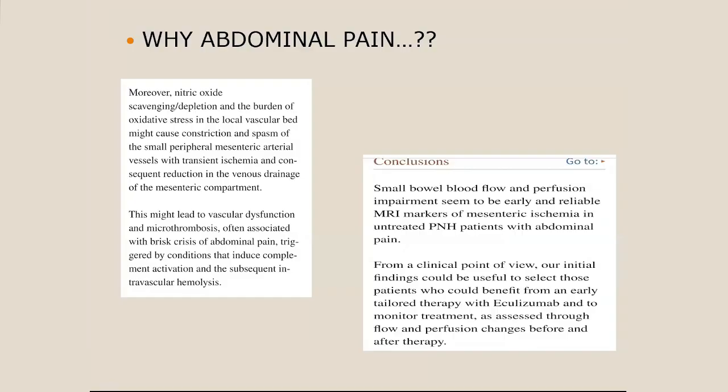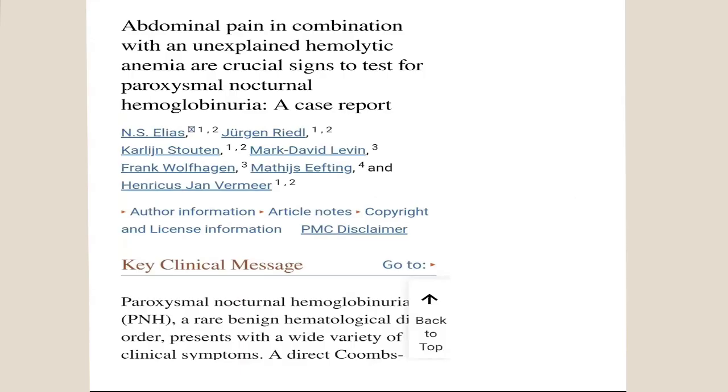So why abdominal pain actually? When there is increased hemolysis in these patients, the amount of free hemoglobin increases, and this free hemoglobin scavenges nitric oxide. When there is deficient nitric oxide, it causes smooth muscle dystonia, and this smooth muscle dystonia can cause abdominal pain. This is one of the presenting complaints, and the erectile dysfunction in male patients is also due to deficient nitric oxide. And this is a case report: abdominal pain in combination with an unexplained hemolytic anemia are crucial signs to test for paroxysmal nocturnal hemoglobinuria. There are many similar case reports, with isolated cases presented.